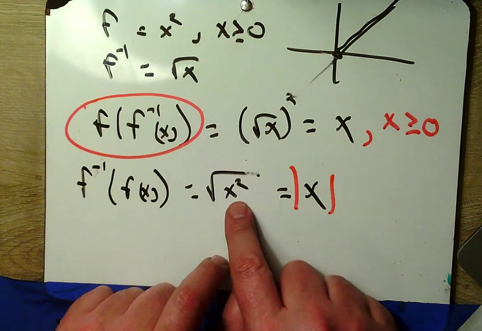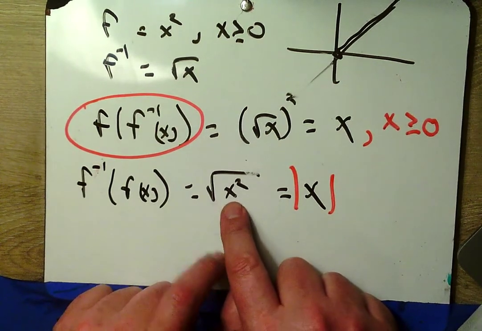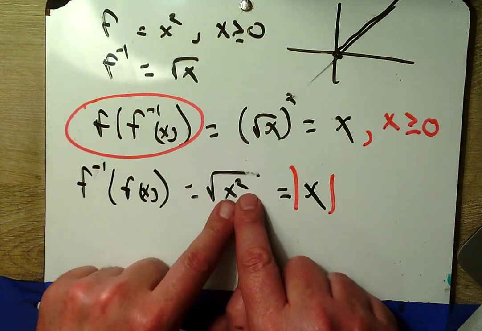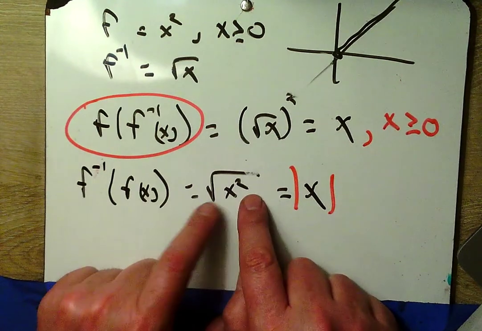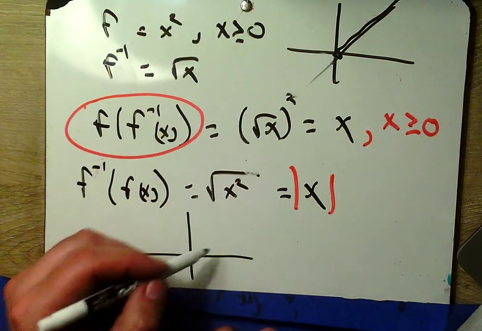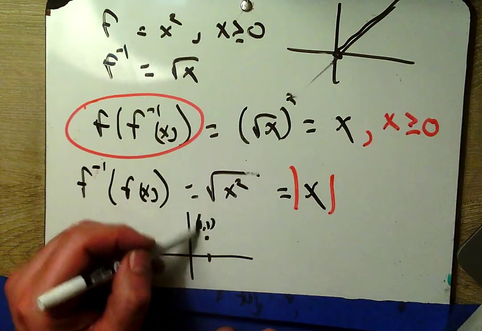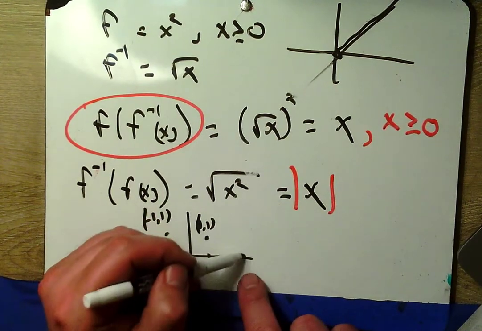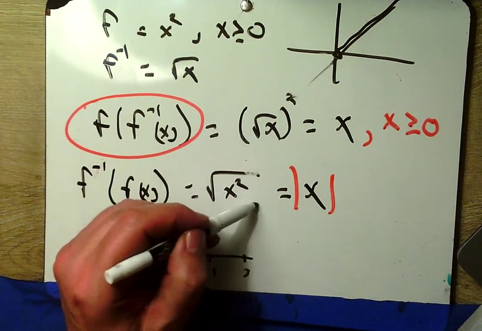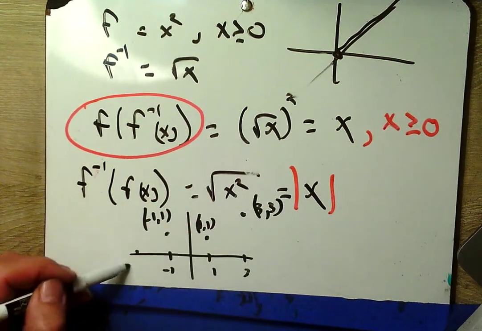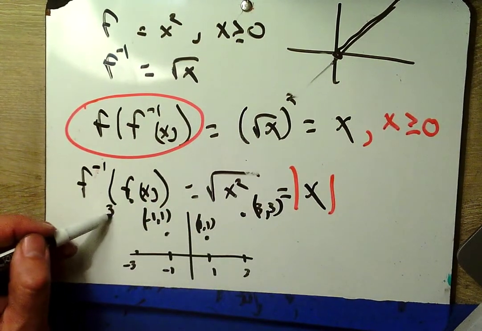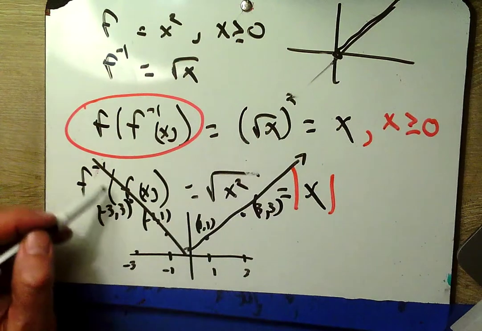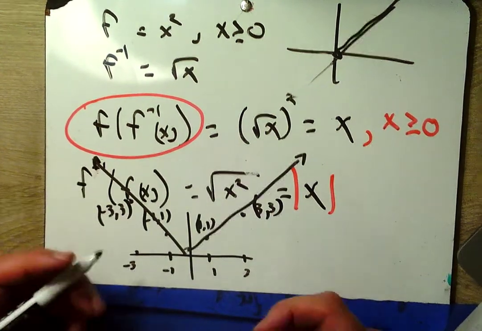If I plug in a -3, -3 times -3 is +9. Square root of 9 is 3. And what happens if I plug in a +3? 3 times 3 is 9. Square root of 9 is 3. And so look what's happening here. I plugged in a 1, I got 1. I plugged in a -1, I also got 1. I plugged in a 3, and I got 3. I plugged in a -3, and I got 3. And so look what we're getting. That's a little freaky.